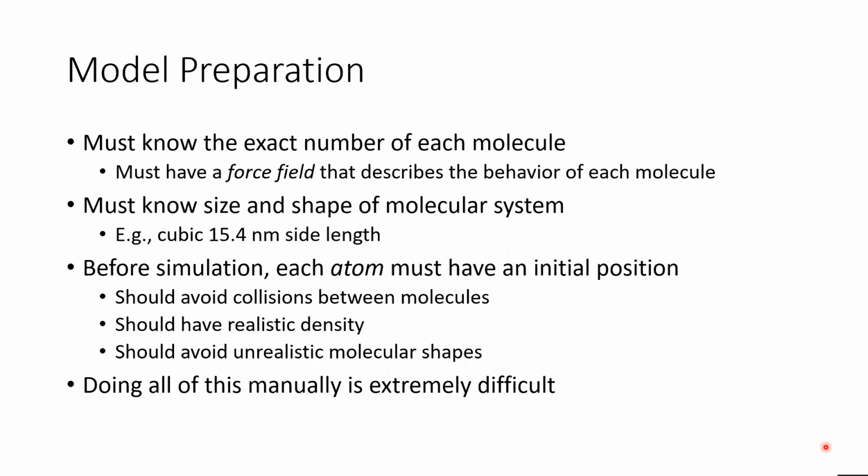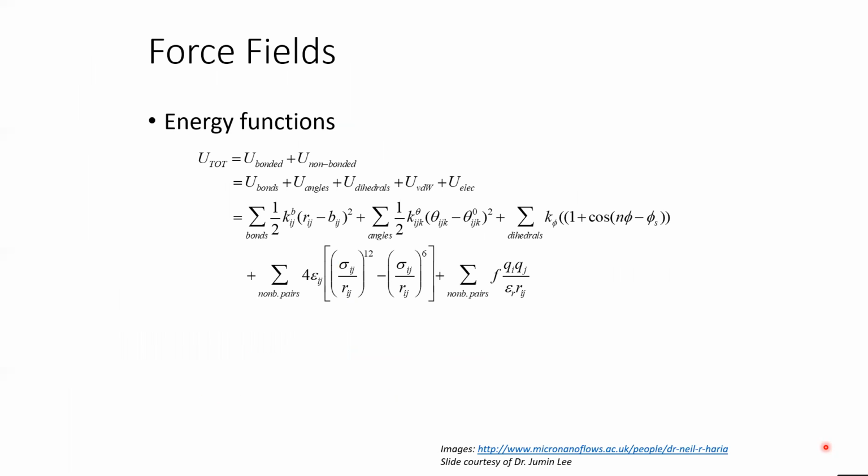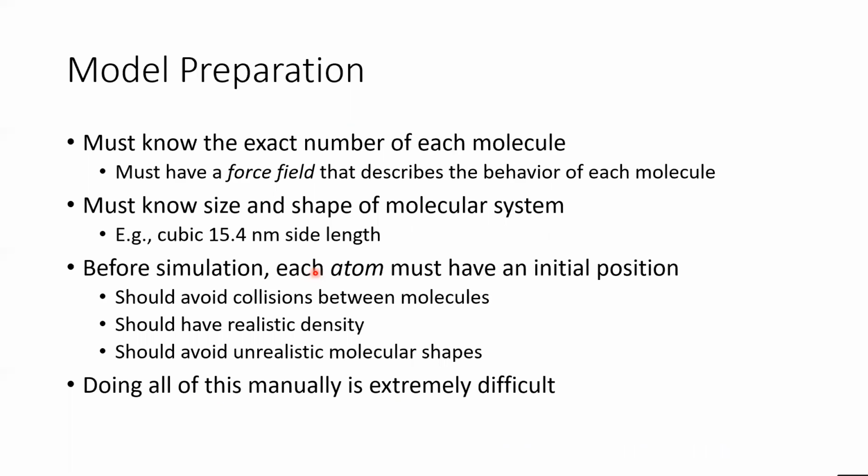So, gotta know the exact number of each molecule. You have to have a force field that describes behavior of each molecule. Meaning, go back here. You need to know the actual energy that comes from whatever new molecule you have, all of its bonds, the angles and dihedrals that it can make, and you also need to know the electric interactions and the van der Waals interactions it has, in order to fill in these numbers. And believe it or not, we actually don't know what numbers are appropriate to use for many molecules, but this system has been around long enough that a lot of them we do know.